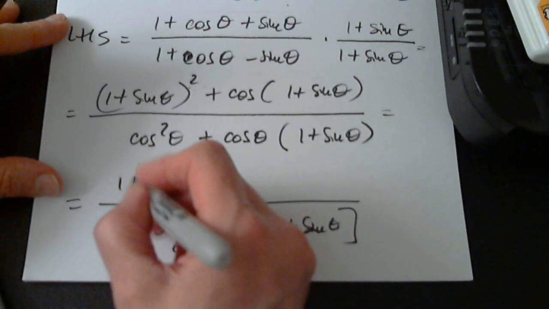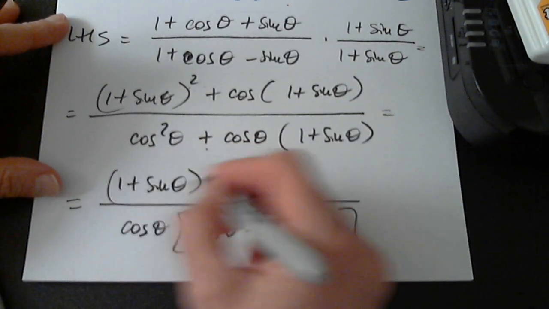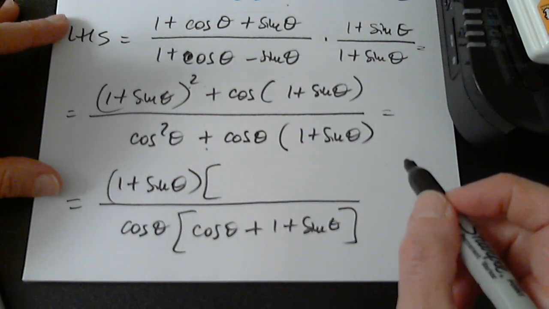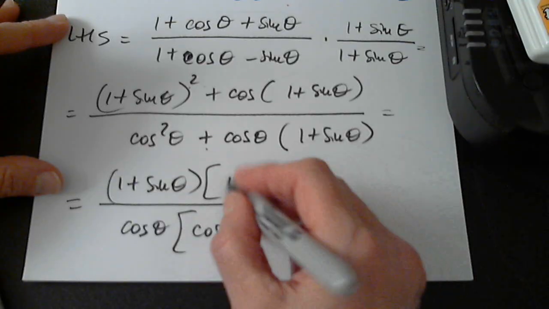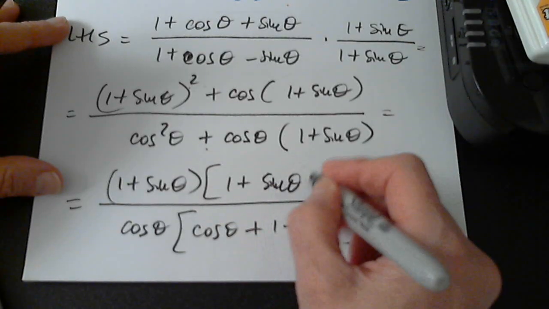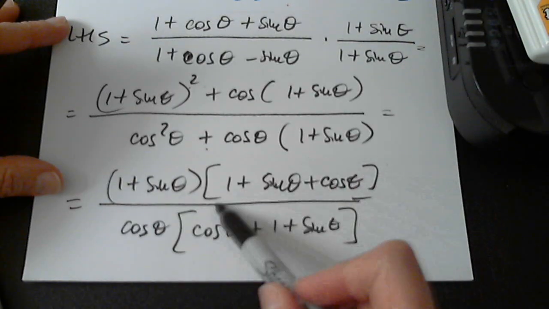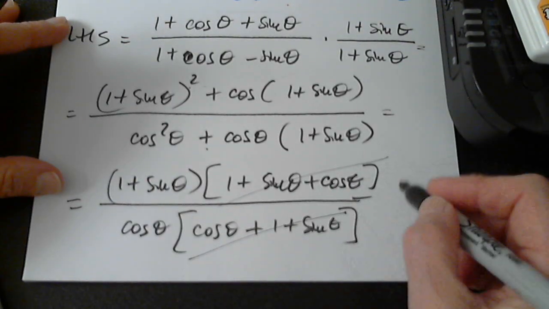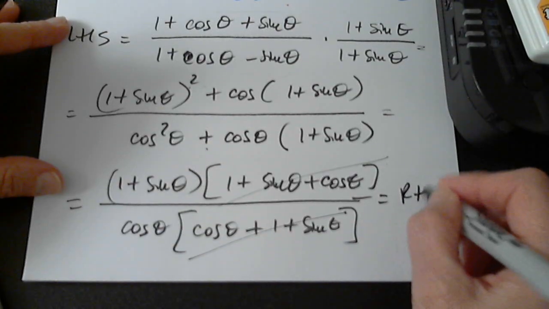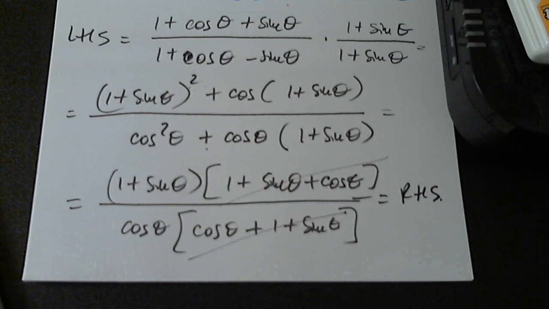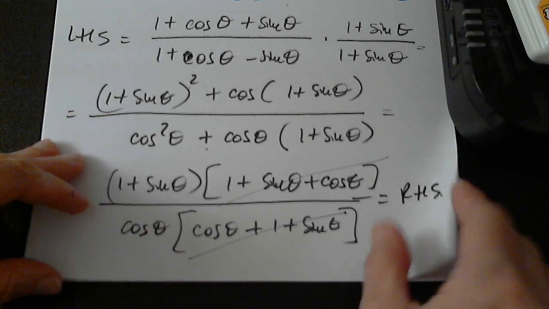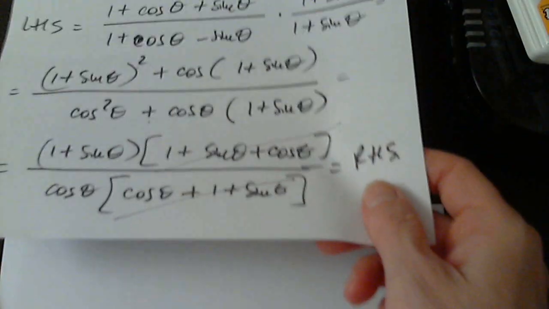If I factor 1 plus sine theta, I get 1 plus sine theta plus cosine theta. Okay. Yep. So we got the right-hand side. But now I have to explain what I did. So I'm going to start again to explain to you what I just did.